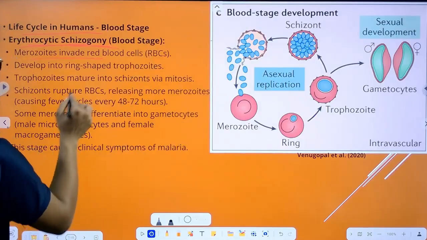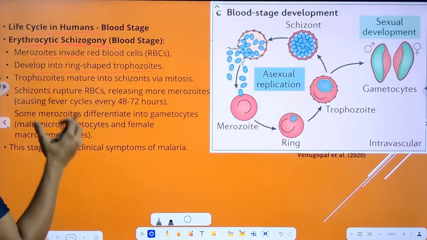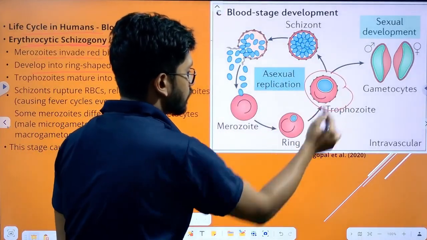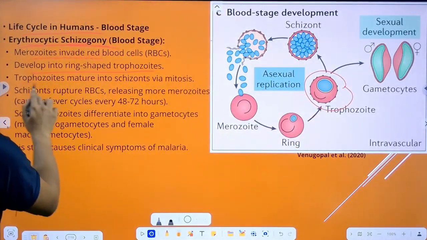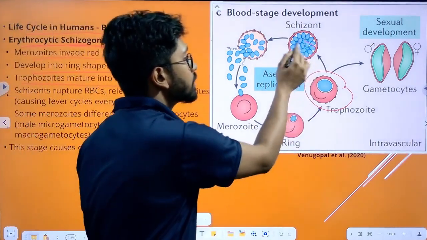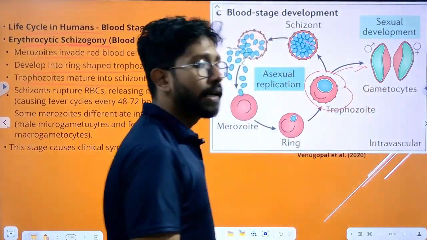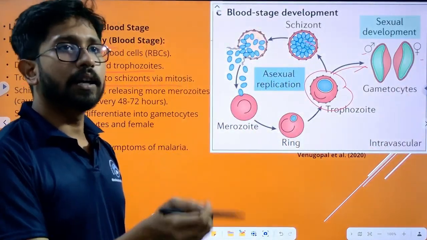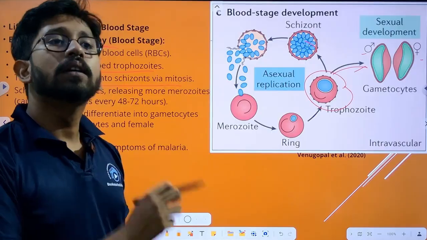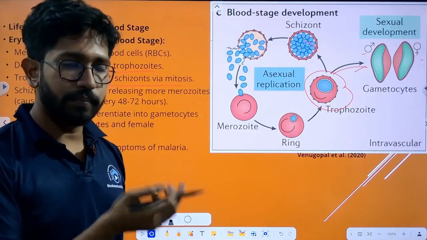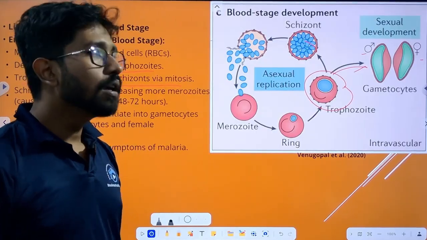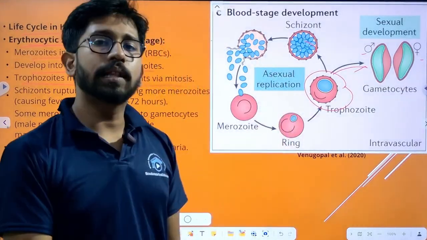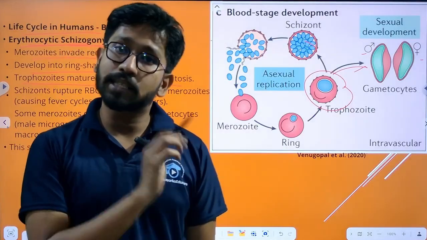The merozoite invades the red blood cell. It develops into ring-shaped trophozoites. See, these are trophozoites. And then trophozoites mature into schizonts. And from schizonts, they will also create different gametocytes. These are male and female gametes. These gametes will further go into the mosquito when a mosquito bites an infected human being. When a person affected by malaria is bitten by a mosquito, these gametocytes go into that mosquito and then complete their sexual phase there.